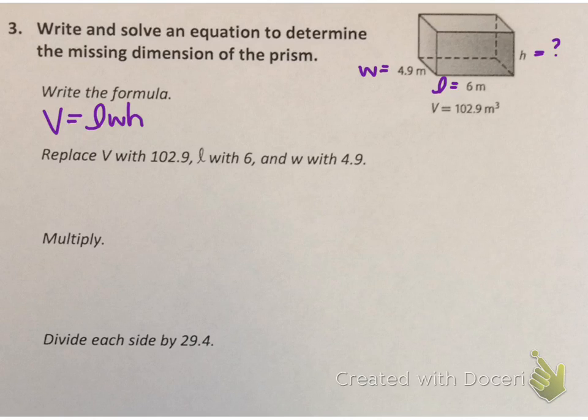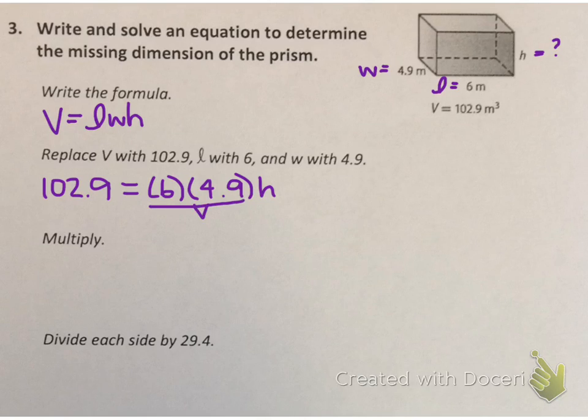So when we do this problem, we're actually going to replace the V with 102.9 because that is the volume. The volume equals the length, which is 6, times the width, which is 4.9, times the height. So the first thing we need to do, keeping in mind that our ultimate goal is to get the h by itself, is multiply 6 times 4.9. So go ahead and pause the video to do that on your own, and then press play to check.